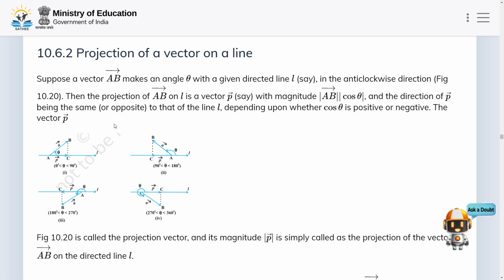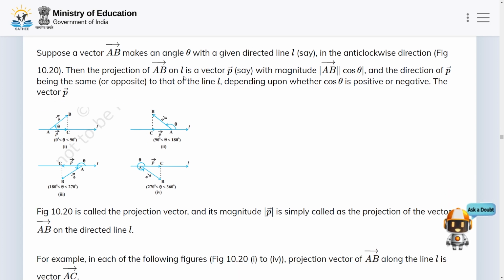Okay, now in first case, as you can see, the theta must be from 0 to 90. In second case, 90 to 180. In third case, 180 to 270, and in fourth case, 270 to 360. Okay, we have taken 4 different cases to understand the projection or this relation.